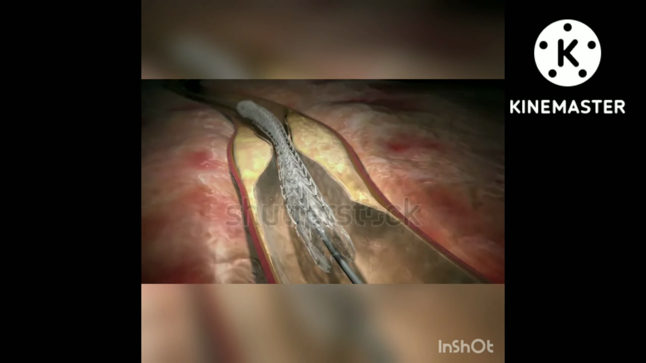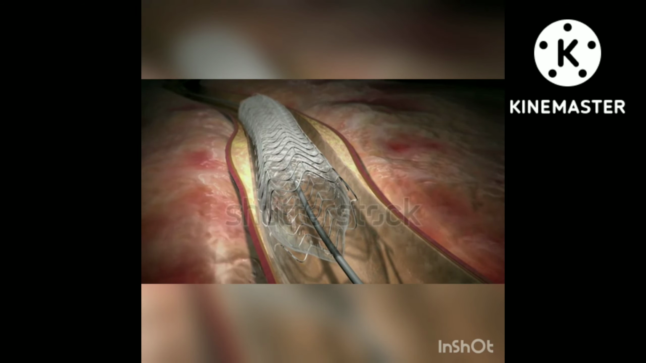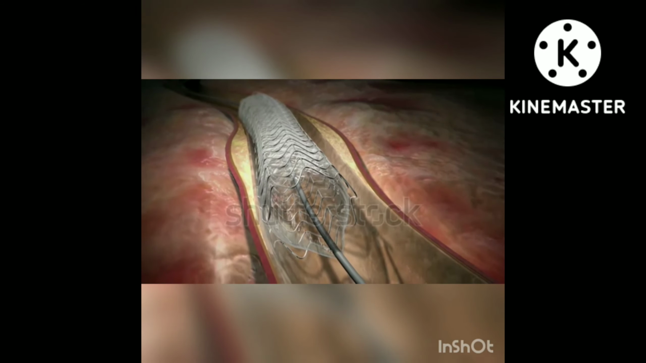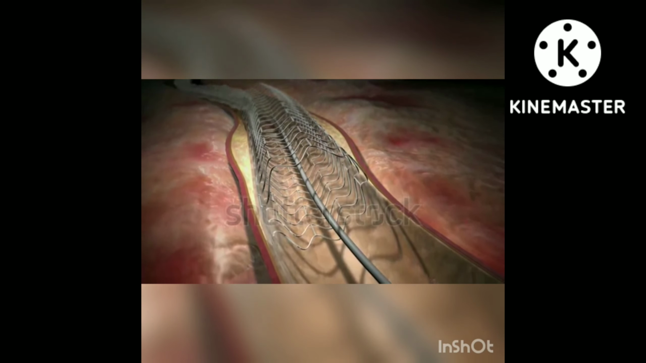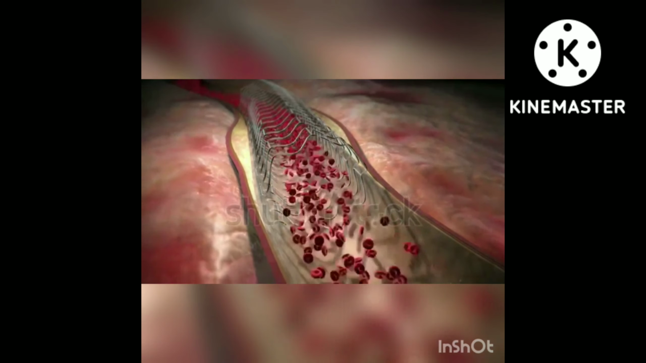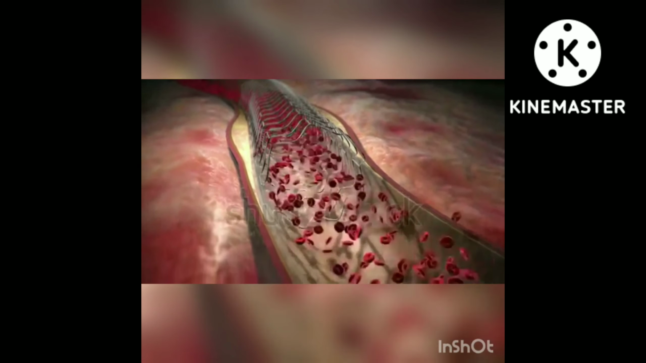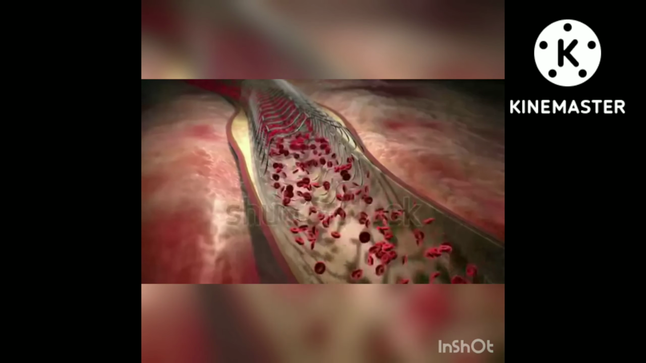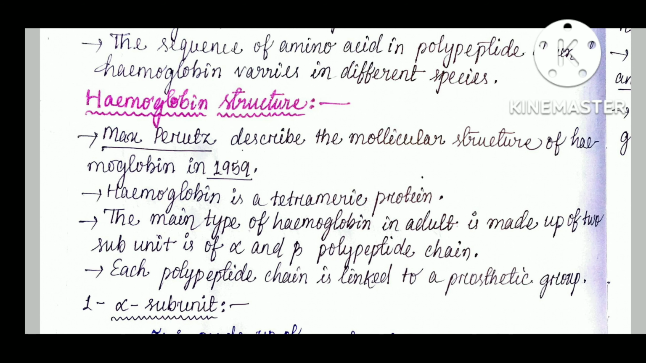Hemoglobin structure. Max Perutz described the molecular structure of hemoglobin in 1959. Hemoglobin is a tetrameric protein. The main type of hemoglobin in adults is made up of subunits, alpha and beta polypeptide chains. Each polypeptide chain is linked to a prosthetic group.